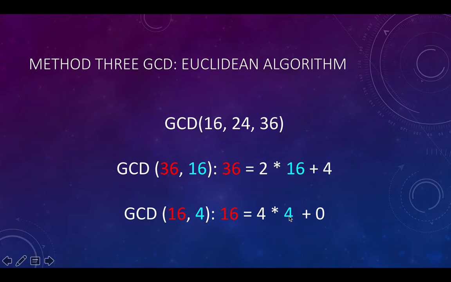And so it would be 4 times 4 is 16. And then we would add 0, which means we do have that remainder of 0. And we can finish the problem there. This 4 right here is our common divisor, the greatest common divisor for the three numbers, because that is the final number we got to with a remainder of 0.